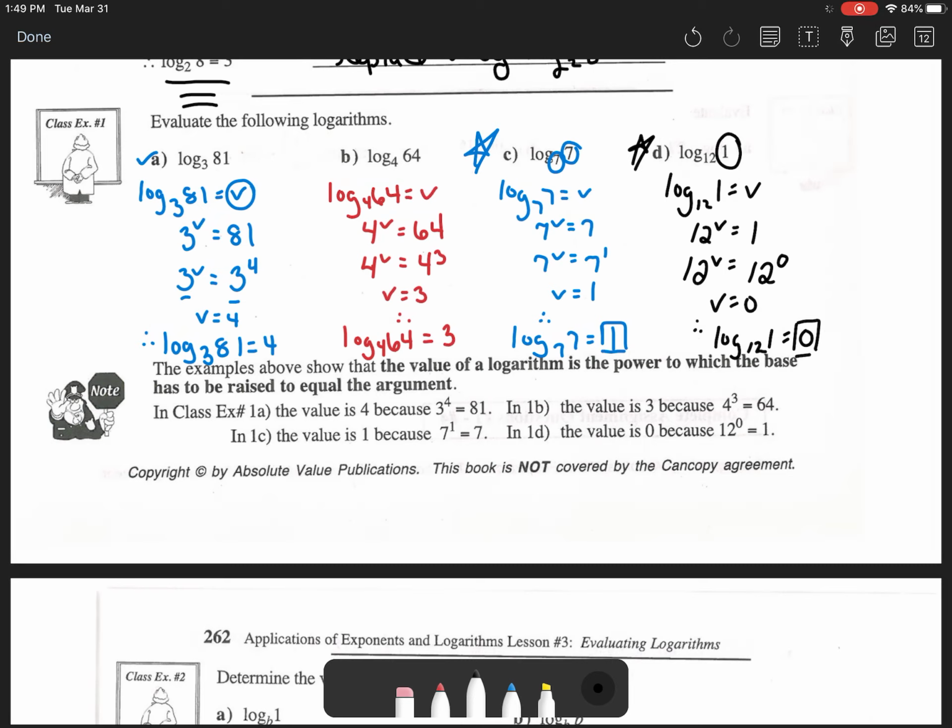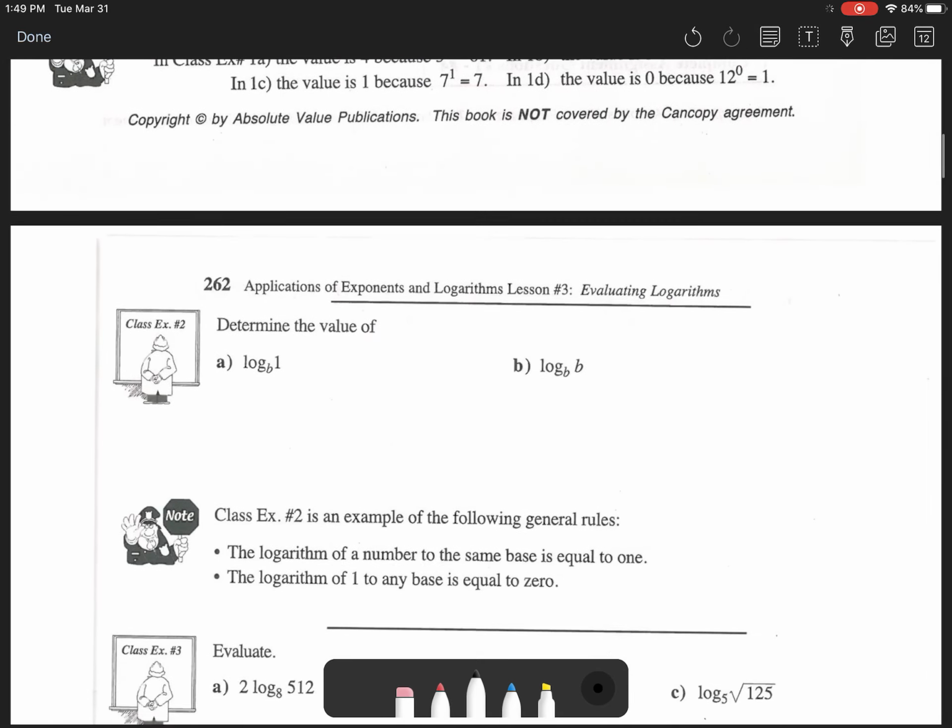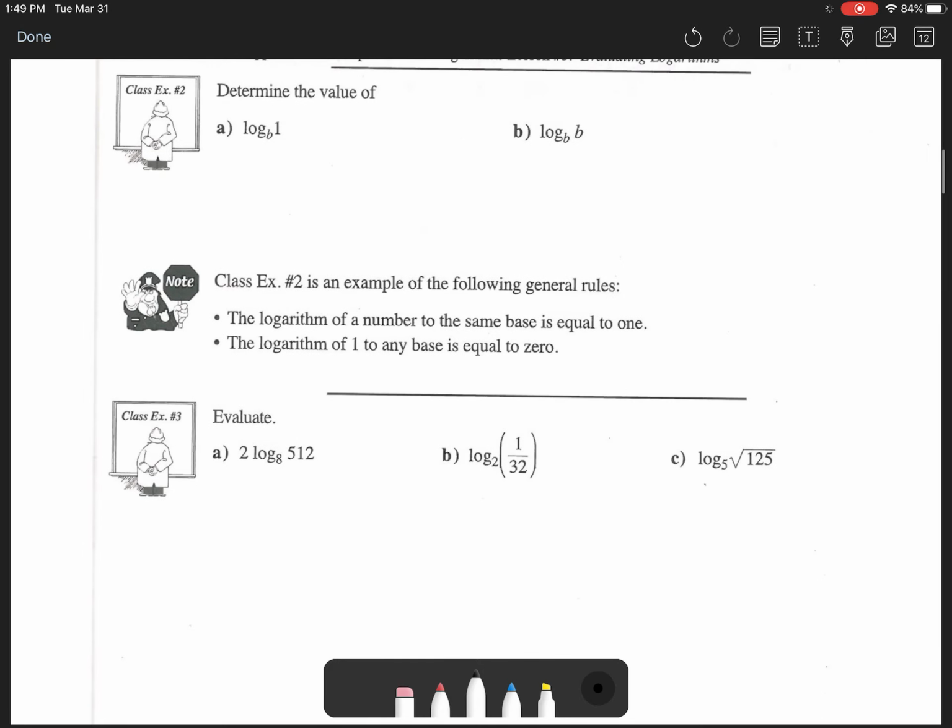At the bottom of the page, it says the examples shown above show that the value of the logarithm is the power to which the base has to be raised to be equal to the argument. And then they give the examples that we basically just went through. Anything that's bolded here, I would highlight just to make sure that we are aware that that's important moving forward. Now, two examples here deal with C and D that we just did. What you'll notice in these examples is that the argument is 1 here, and in the next example, the base and the argument are the same value. So that's kind of the key here.